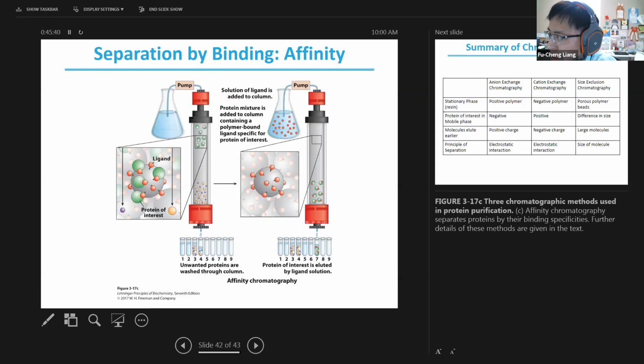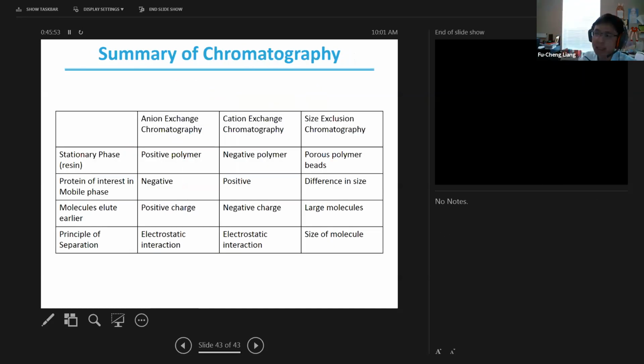And the other one is affinity chromatography, as we were talking about. The protein molecule can bind, and once it binds, you can put in some ligand or some competitor, then your protein molecule will come off the column, all right? So I'm not going to talk about this in much detail. So basically, this is my last slide, all right?